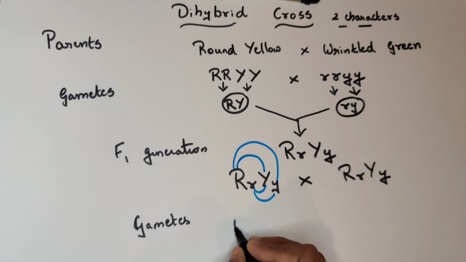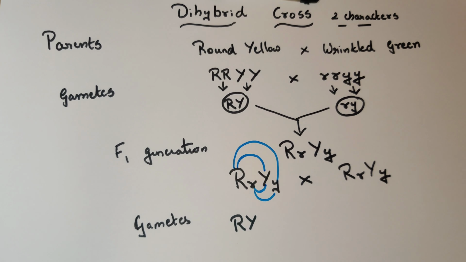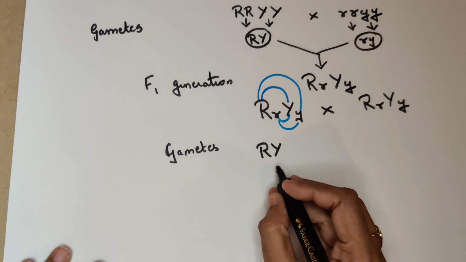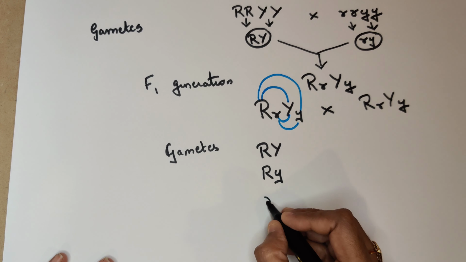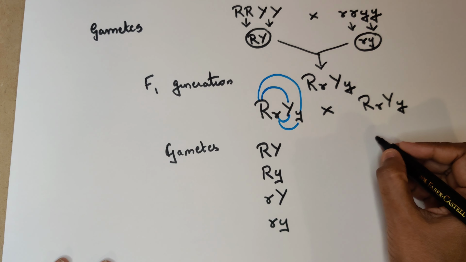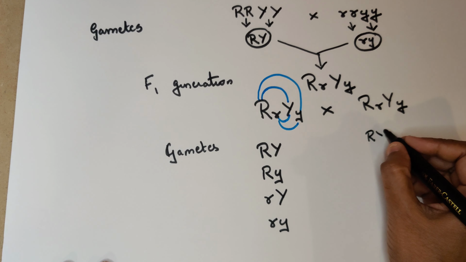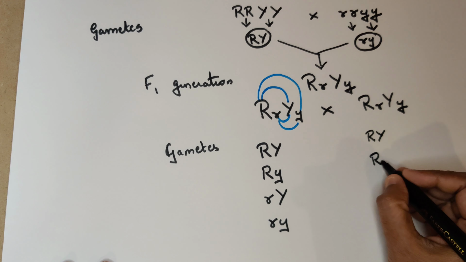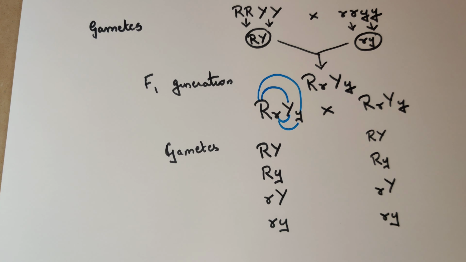So let us see capital R, capital Y, and then capital R, small y. These are the maximum possible combinations. We are working out the probability here. So you have small r, capital Y, and small r, small y. Same way, if you work out the gamete for this, you will have capital R, capital Y, capital R, small y, small r, capital Y, small r, small y. Now that you have the gametes ready, let us work out on the Punnett square and the F2 generation.